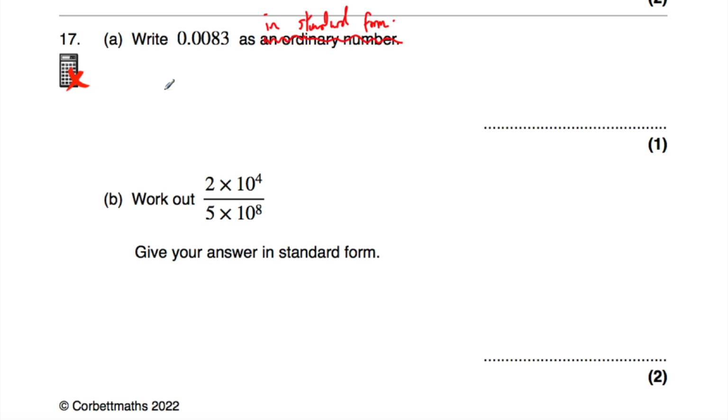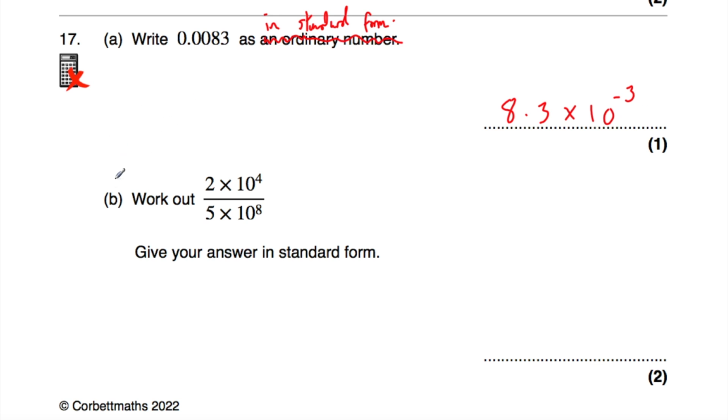Okay, let's look at our next question, question number 17. Question 17a says, write 0.0083 in standard form. So we want to write this number in standard form. Remember, we want a number between 1 and 10, so I'm going to choose 8.3 times 10 to the power of, and it's a small number, so it's going to be a negative power. If the 8's in the units column, we would move it 1, 2, 3 columns to the right, so it'll be to the power of negative 3. Or we could just say there's 3 zeros at the front, so it's to the power of negative 3.